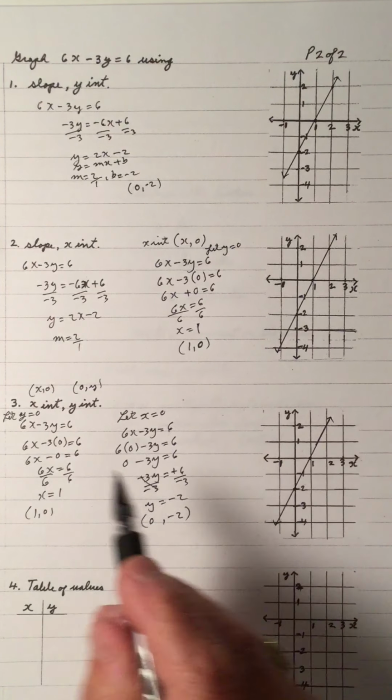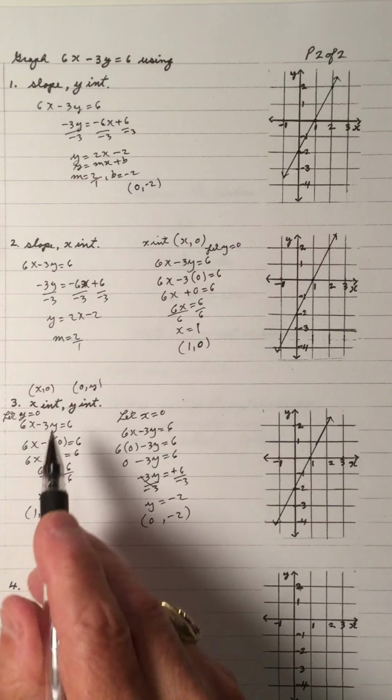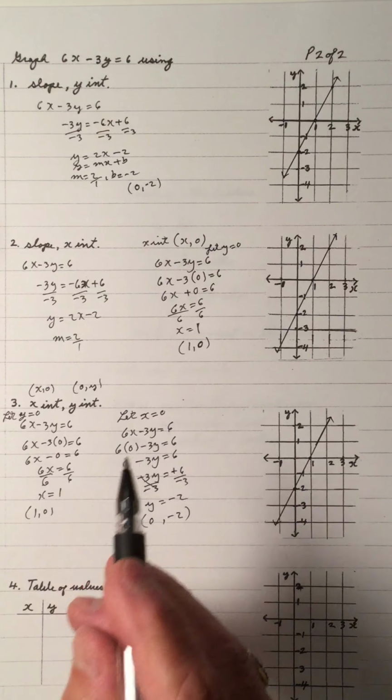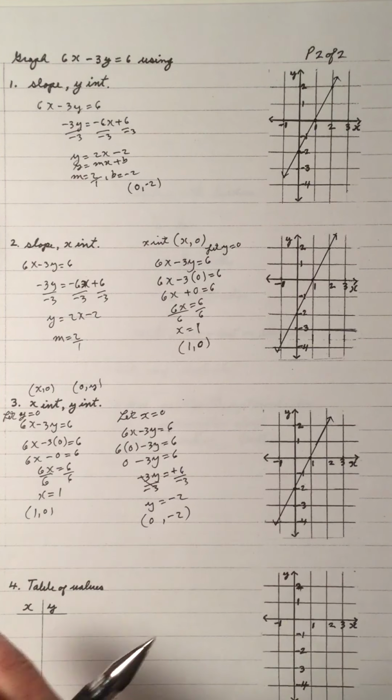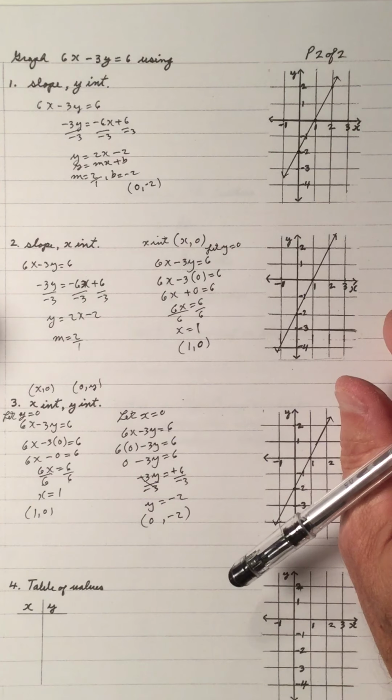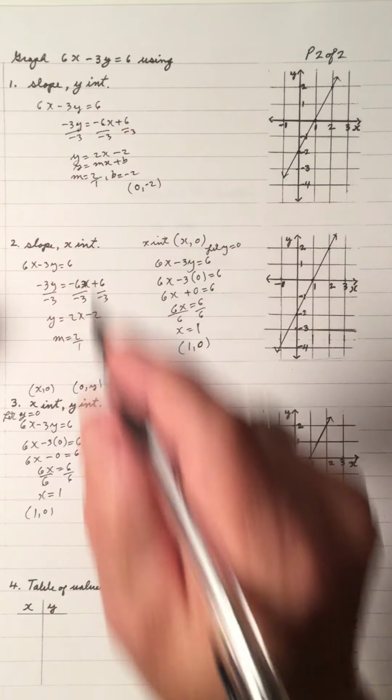So I graph with 2 intercepts this time. But to get the intercepts, if you want the x, you let y be 0. If you want the y, you let x be 0. Whatever intercept you want, you let the other coordinate be 0. And what about if we wanted to do a table of values on this equation?